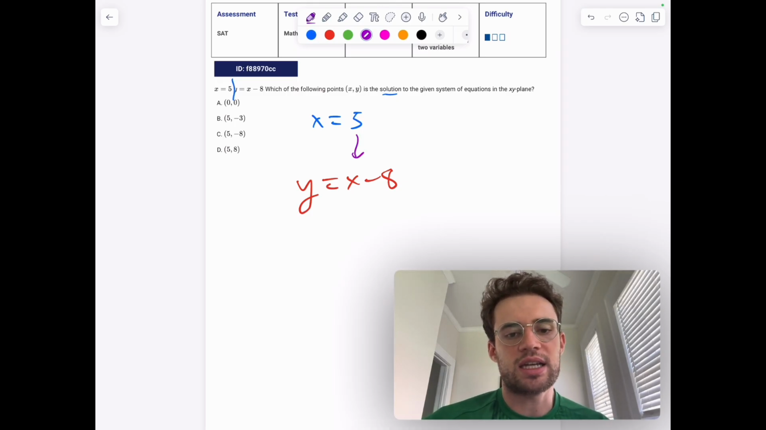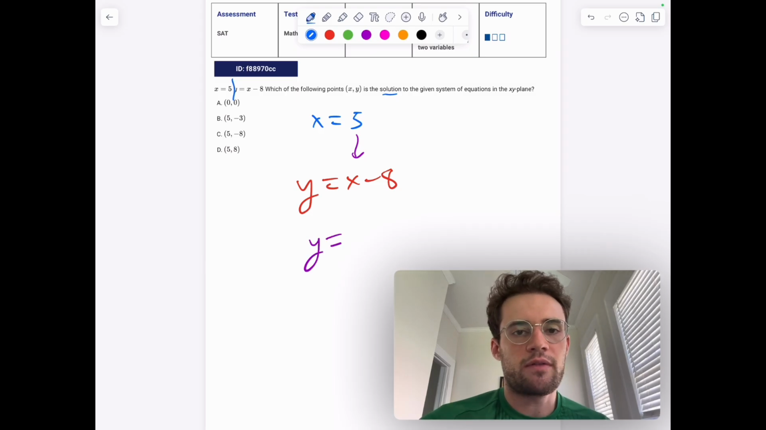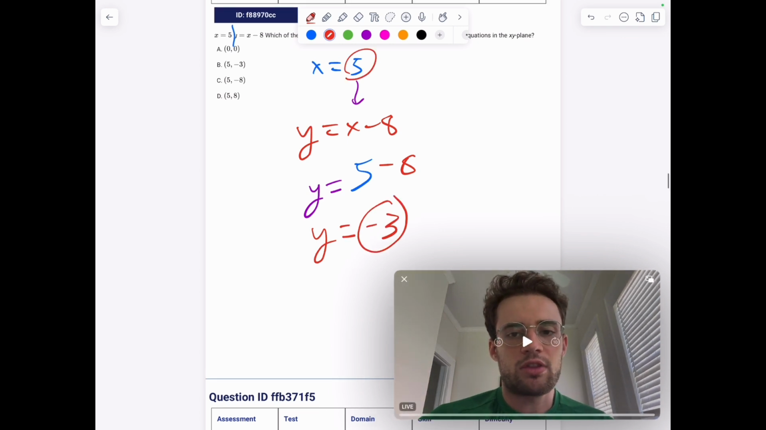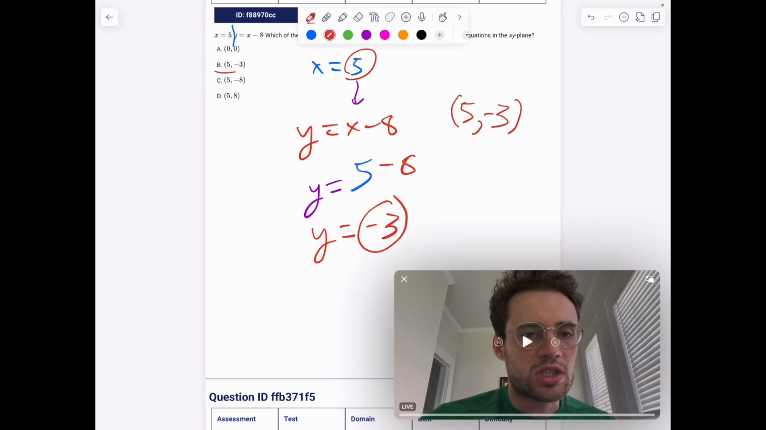So we're just going to plug in the 5 for the x in the second equation. Get y equals 5 minus 8, and that's going to be a negative number. It will be y equals negative 3. So our x coordinate is 5, our y is negative 3. If we write that out, it's 5 comma negative 3. Put the x comma the y, which is option B.